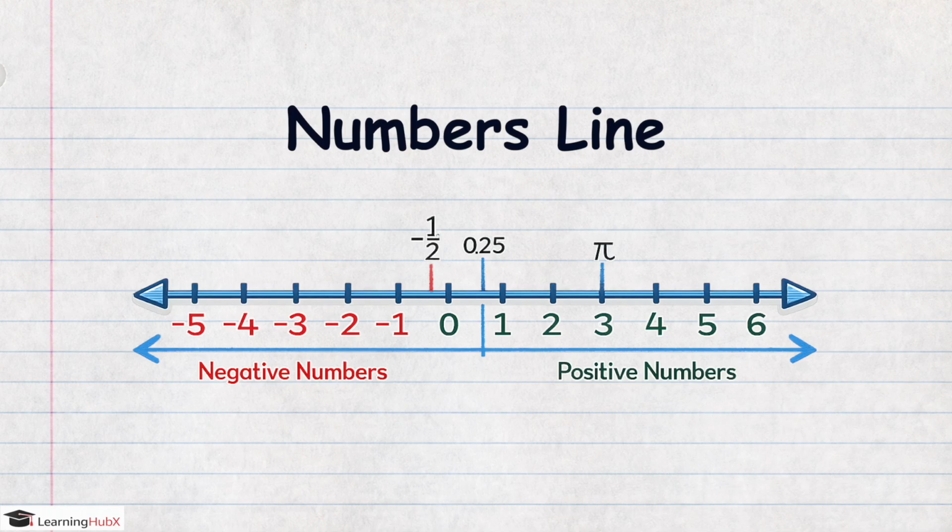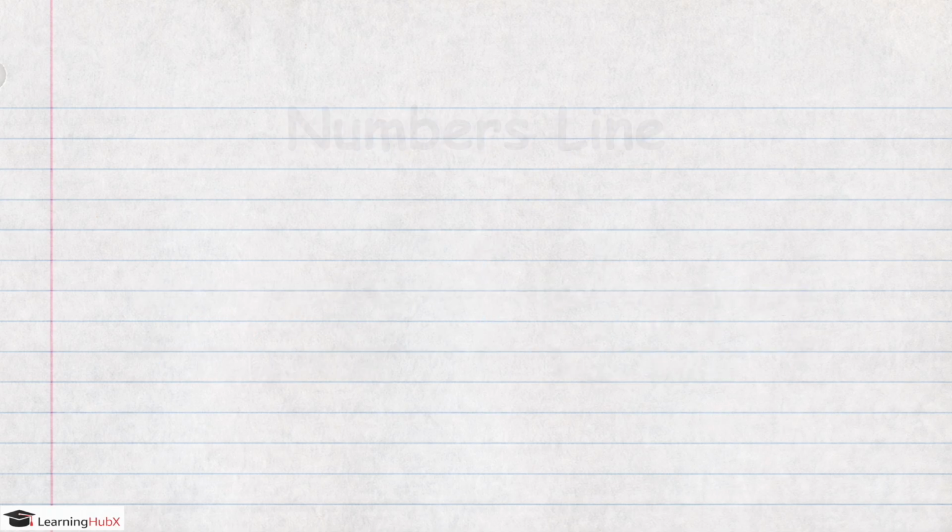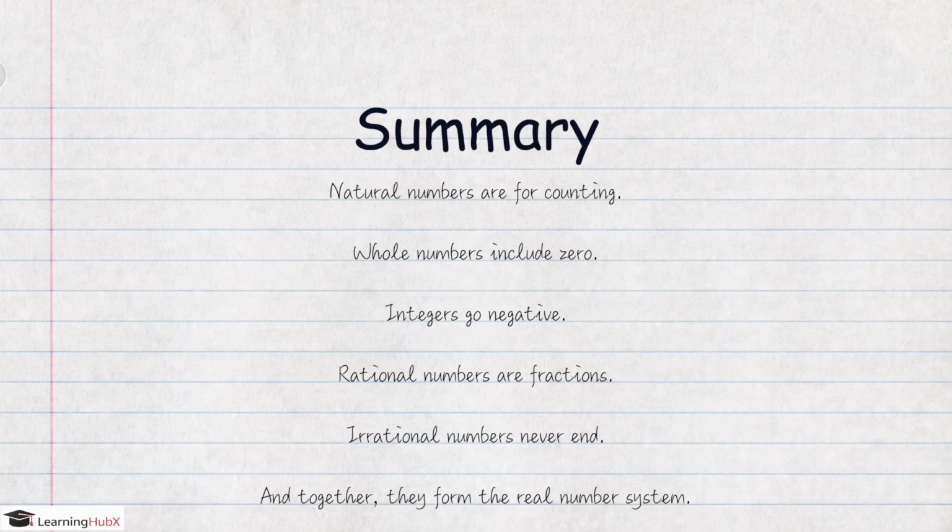The number line doesn't only show whole numbers. Fractions, decimals, and irrational numbers also fit on the number line. If you can place it somewhere on the number line, it is a real number. To summarize, natural numbers are for counting. Whole numbers include 0. Integers go negative. Rational numbers are fractions. Irrational numbers never end. And together they form the real number system.